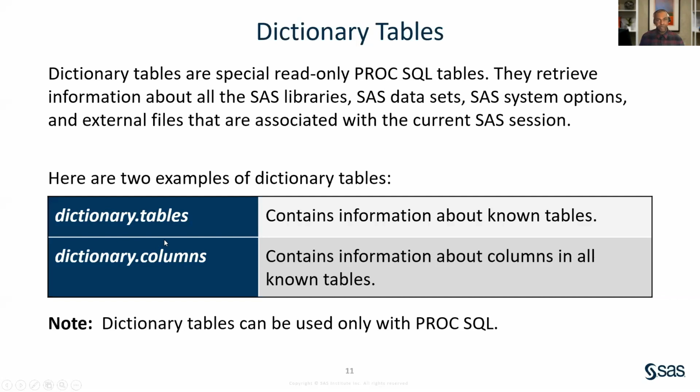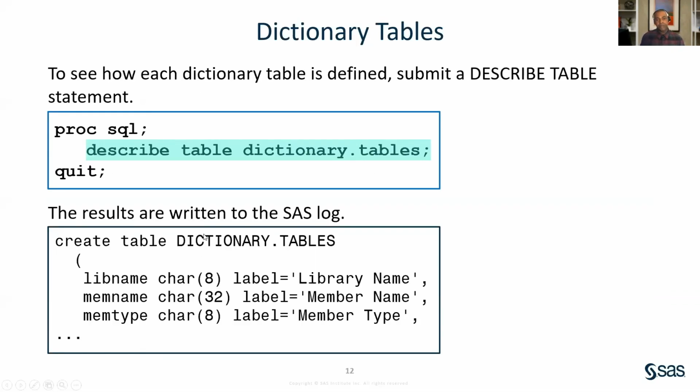Two examples we will explore are dictionary.tables and dictionary.columns. Tables contains information on known tables in every library that you have access to: work, sashelp, sasuser. Dictionary.columns, when you use PROC SQL, can give you information on every column in every table. So you probably want to filter that down so that you don't get tons of information.